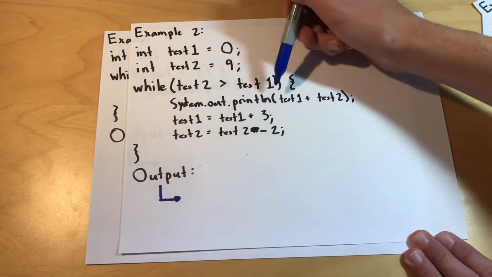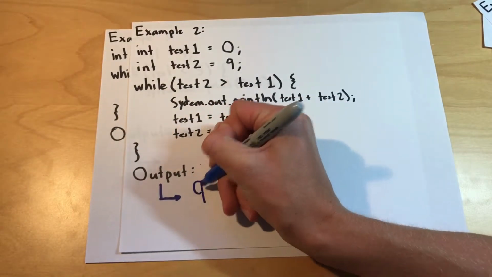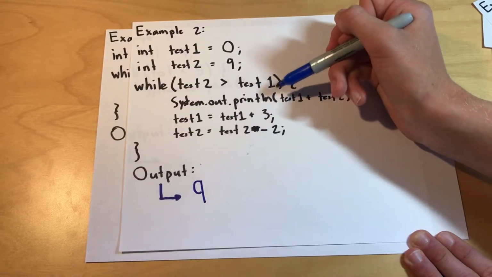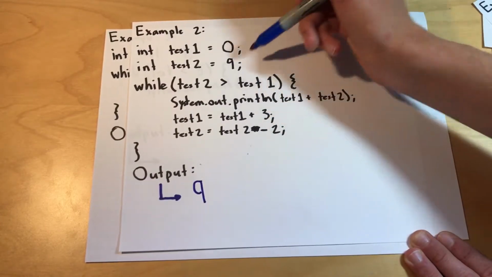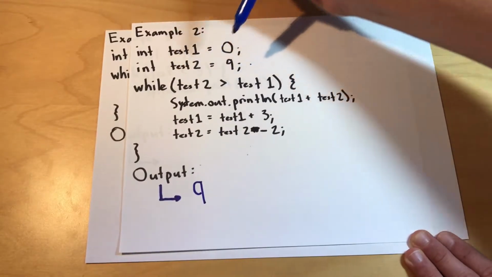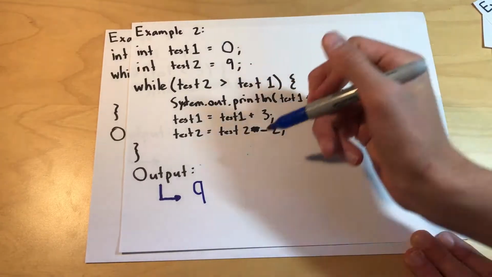the loop. We'll print out 9 plus 0, which is, of course, 9. Go down here, we'll add 3 to test1, which will make it 3, and subtract 2 from test2, so it now equals 7. So we go back up to the top of the loop. 7 is greater than 3 still, so we go back into the loop. We add them together and print it out, which is 10.